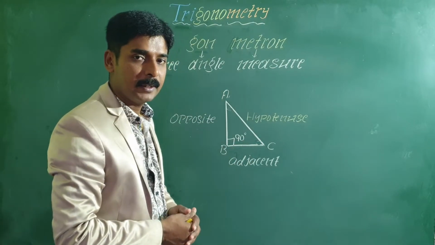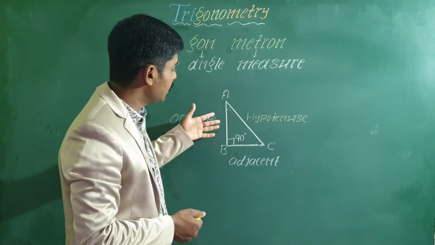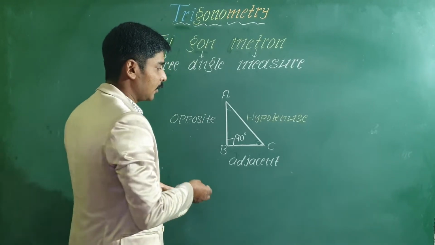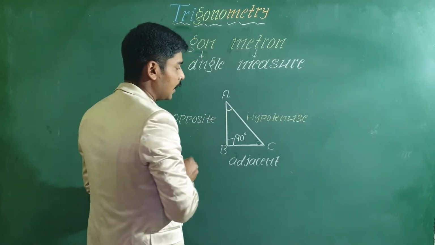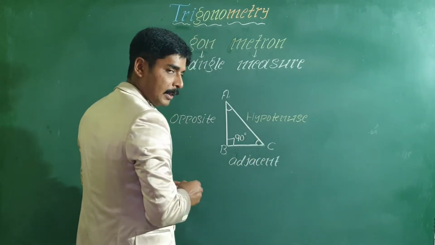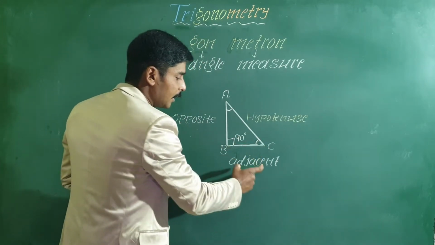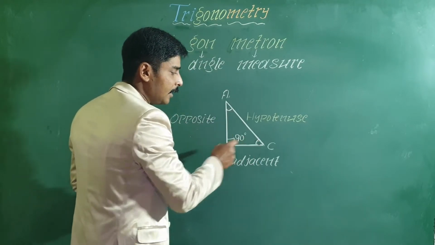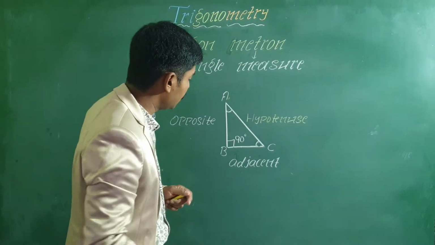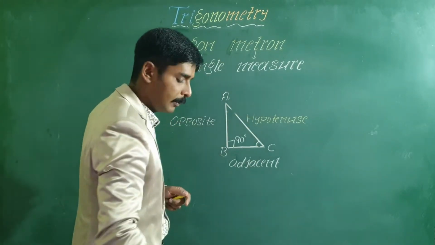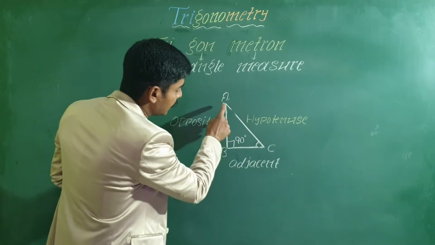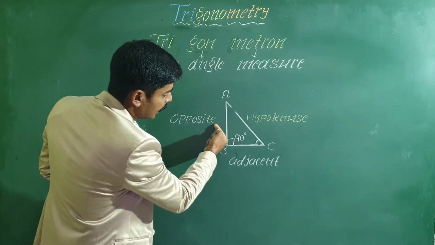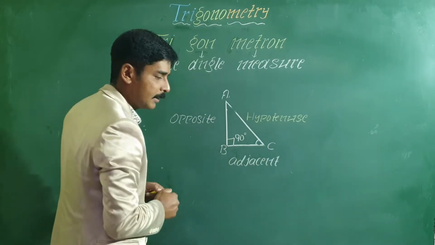Of course you can take, of course you can call this as opposite and this as adjacent, but it depends on with respect to which angle we are talking, whether we are talking with respect to angle A or with respect to angle C. So listen carefully, the opposite side and adjacent side are decided with respect to any one of this angle A and C. If I am talking with respect to angle C, then the side AB which is opposite to angle C is called opposite side. Then the other side BC is called adjacent.